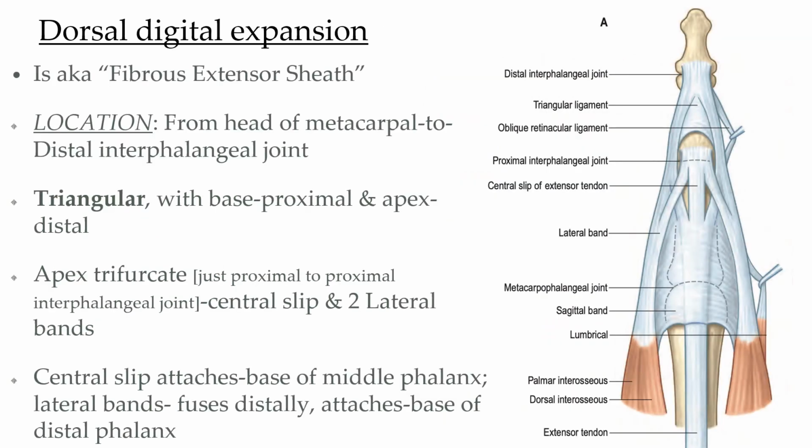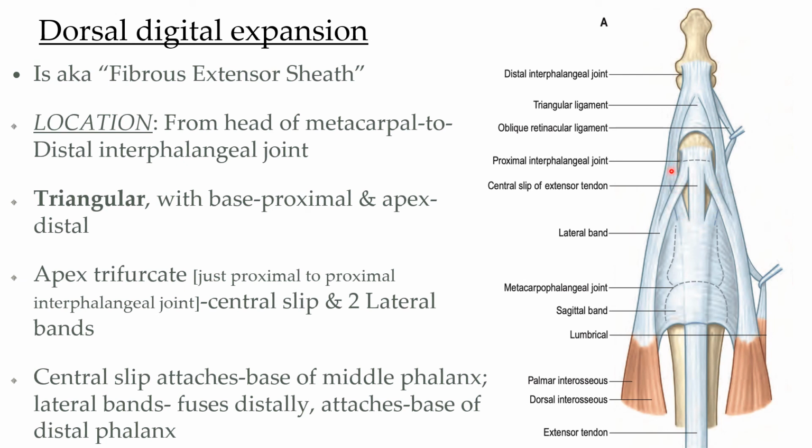Next is dorsal digital expansion. This dorsal digital expansion is also known as fibrous extensor sheath. It is triangular in shape and it extends proximally from the level of head of metacarpal distally till the distal interphalangeal joint. The base of this expansion is located proximally and the apex is directed distally. The apex of this dorsal digital expansion trifurcates into three slips. One is central slip and the other two are the lateral slips.